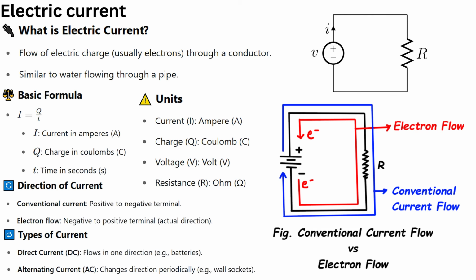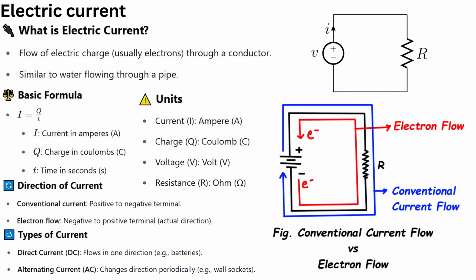Finally, it's useful to know the two main types of current. The kind produced by a battery, which flows steadily in one single direction, is called direct current, or DC. This is what powers your phone and laptop. The other type is alternating current, or AC, which is what comes out of your wall sockets. In AC, the current rapidly changes its direction, flowing back and forth many times per second.